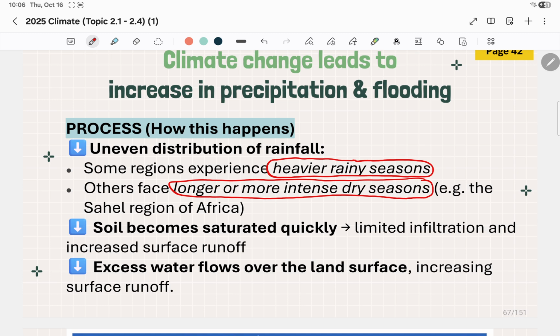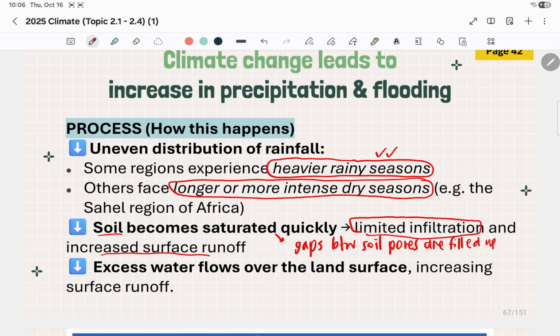So when you have a heavy rainy season, the soil becomes more saturated, a lot more water, and the gaps between the soil pores are filled up, so there's limited infiltration, and as a result of that you have higher runoff. Okay, so when there's excessive runoff, that leads to flooding.